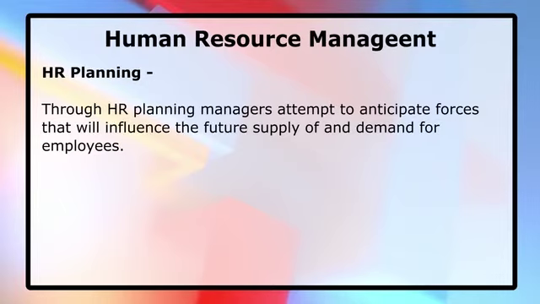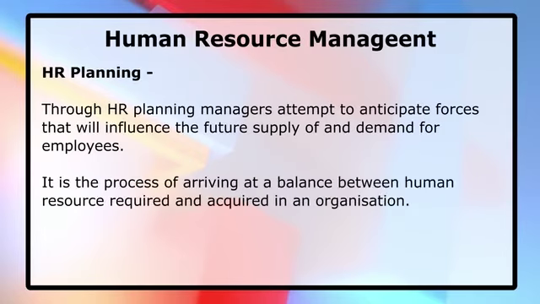Now, when we talk about human resource planning, how we try and understand this concept, it is basically a process of arriving at a balance between human resource required and acquired in an organization. The two keywords are very important for you to take note of. One is the human resource required and the second one is the human resource acquired in an organization. So this is a process which is trying to have a balance. Because if one side is taking the upper hand, then probably it is not an equilibrium kind of situation. So this is human resource planning.